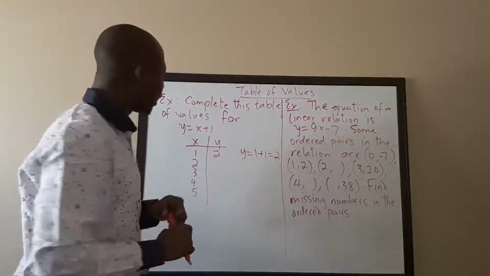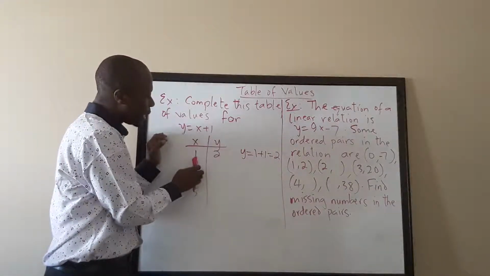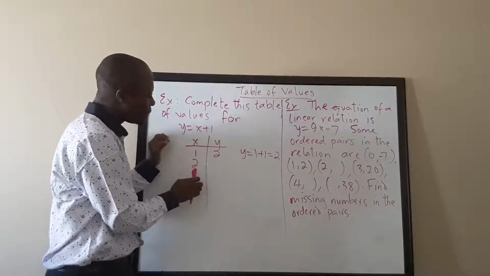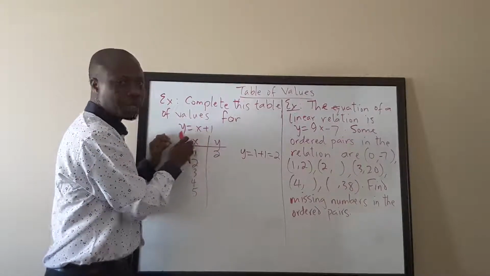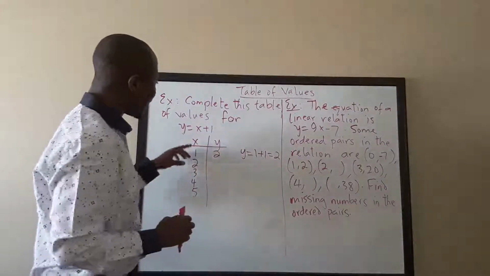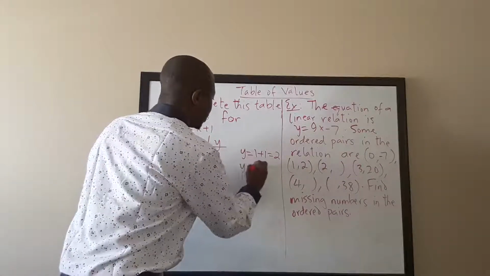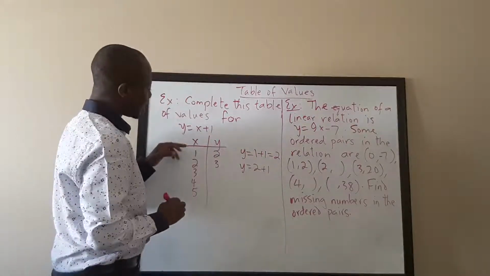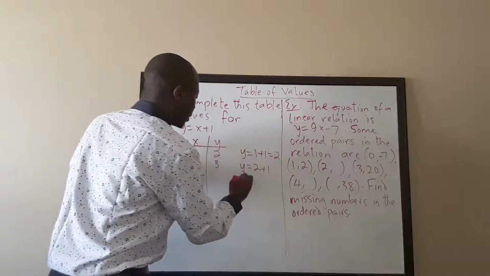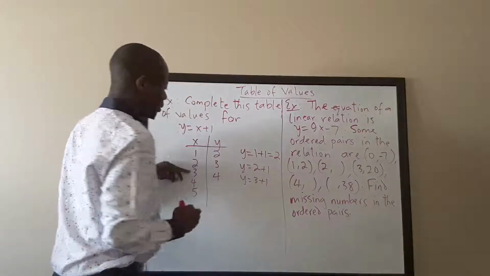So basically, you always take the equation you have, you plug in whatever you're given, in this case x, and then you solve for the other one, y. So when x is 2, you plug it in. y is 2 plus 1, that is 3. When x is 3, you plug it in. 3 plus 1 is 4.